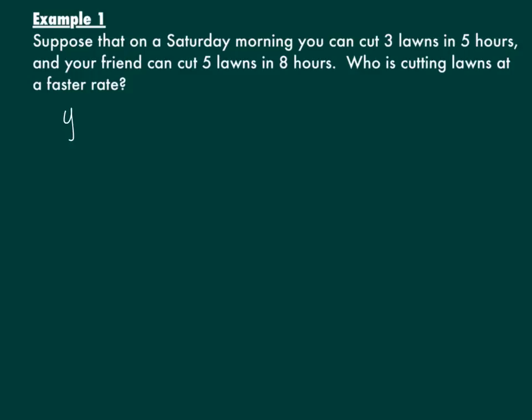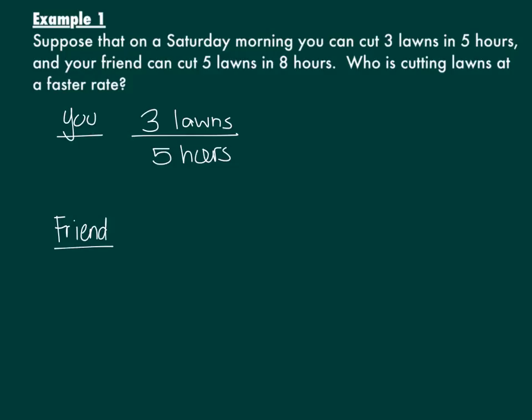So for you, you can cut 3 lawns in 5 hours, and your friend can cut 5 lawns in 8 hours. So now just having the rate written like this makes it a little difficult to determine who is cutting the lawns at a faster rate.